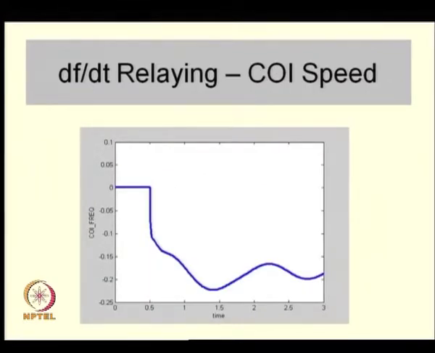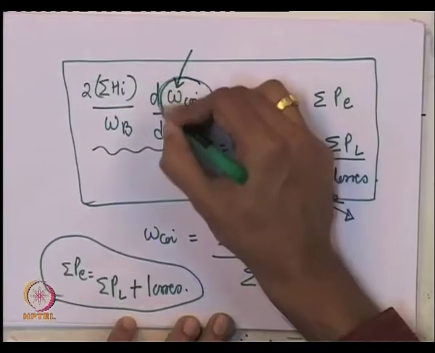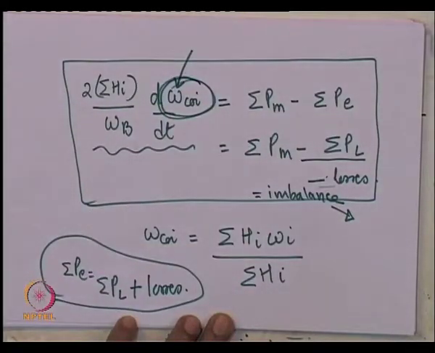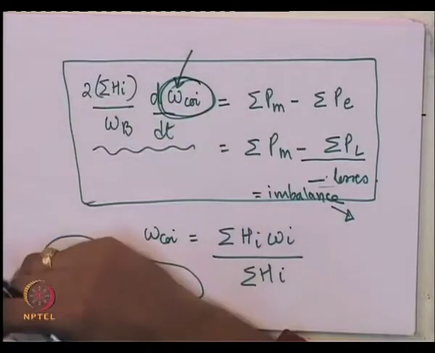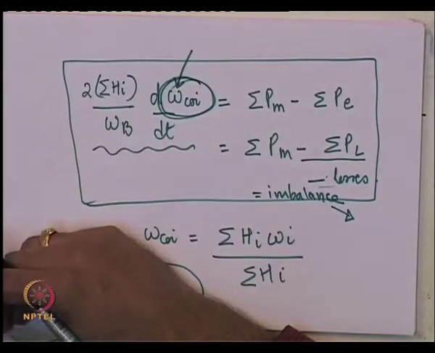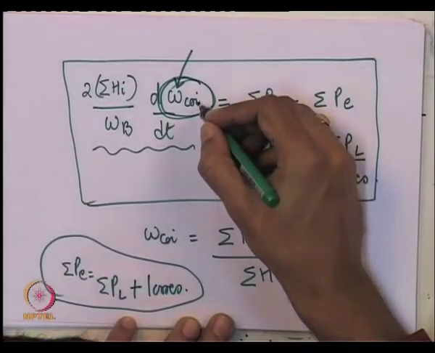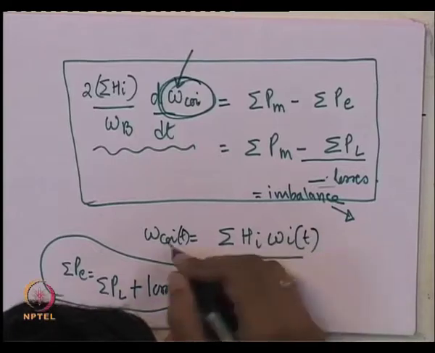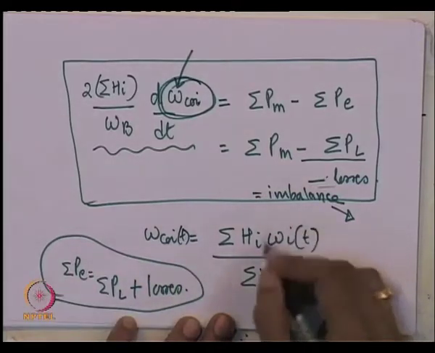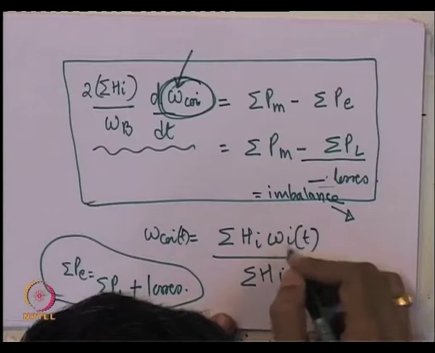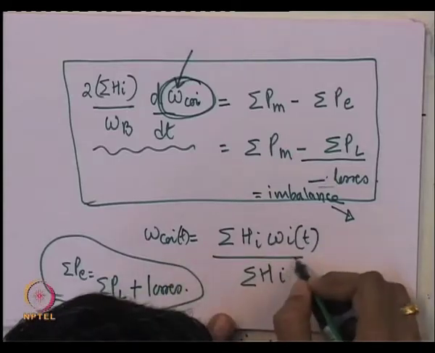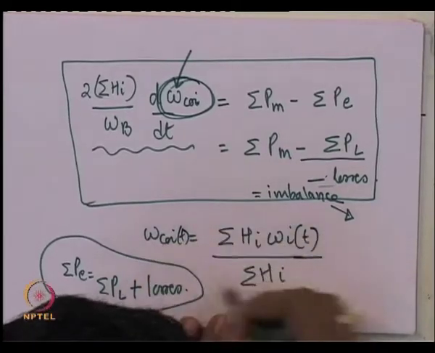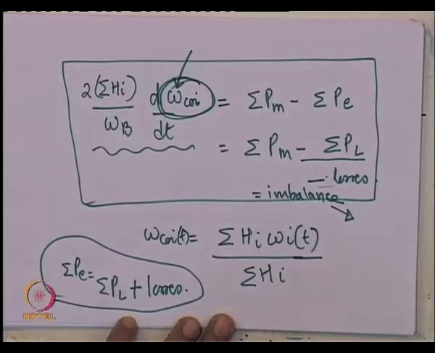But what is the catch? The catch is that this omega COI is not a local signal. First of all, you will have to take out the speeds of all the generators, then use the speeds of all the generators to compute this. Remember that speed of generators is time varying. So, you have to get the speed of the generators to a common point and then compute this particular thing. So, this requires some communication of signals.